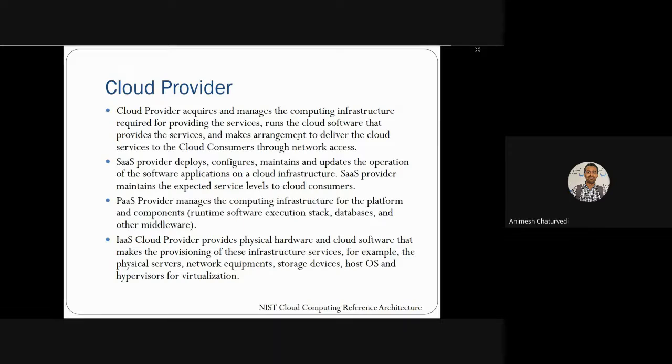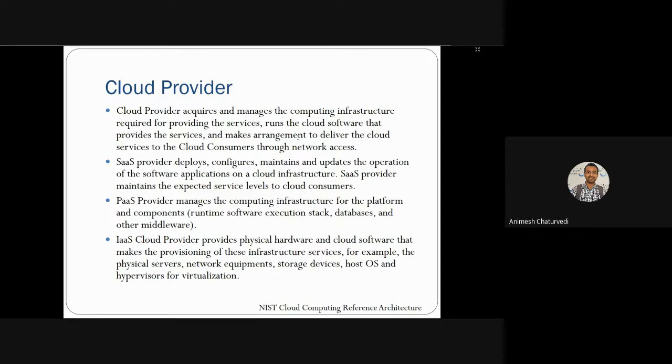And then PaaS providers are there. A PaaS provider does management of computing infrastructure. They provide platforms like operating system and development environment. They provide components for runtime software execution. They provide various stacks, databases, and other middleware.